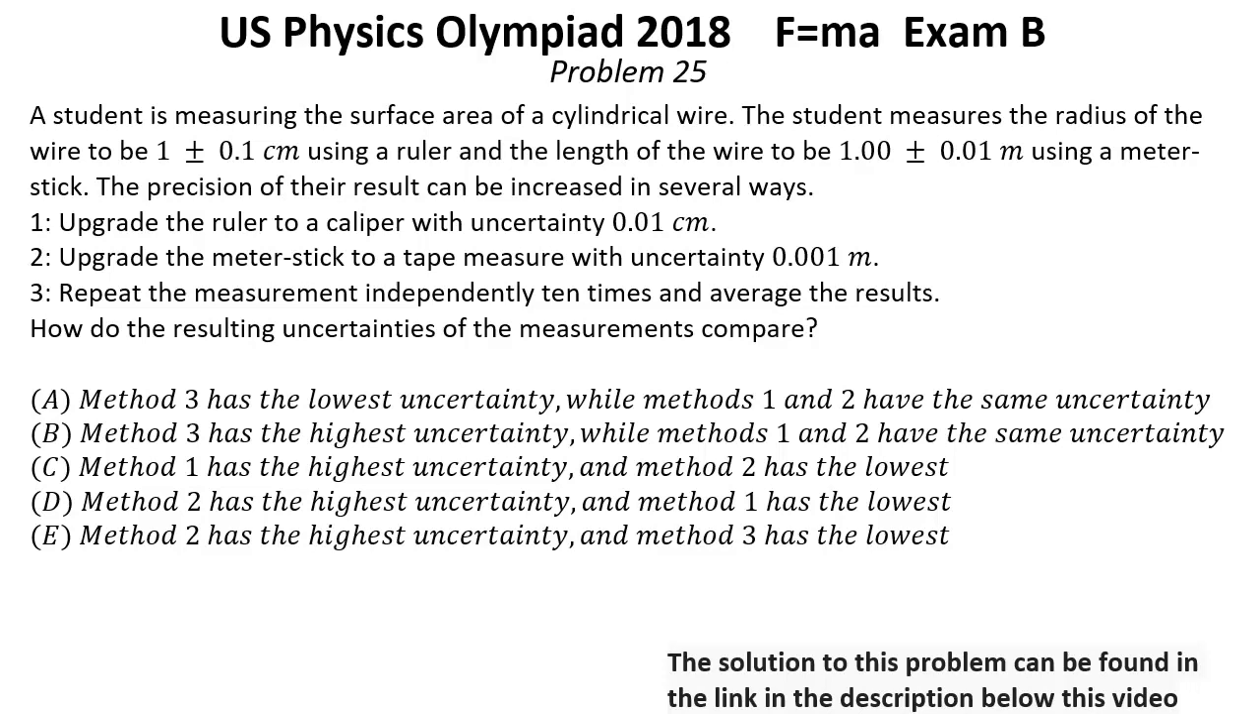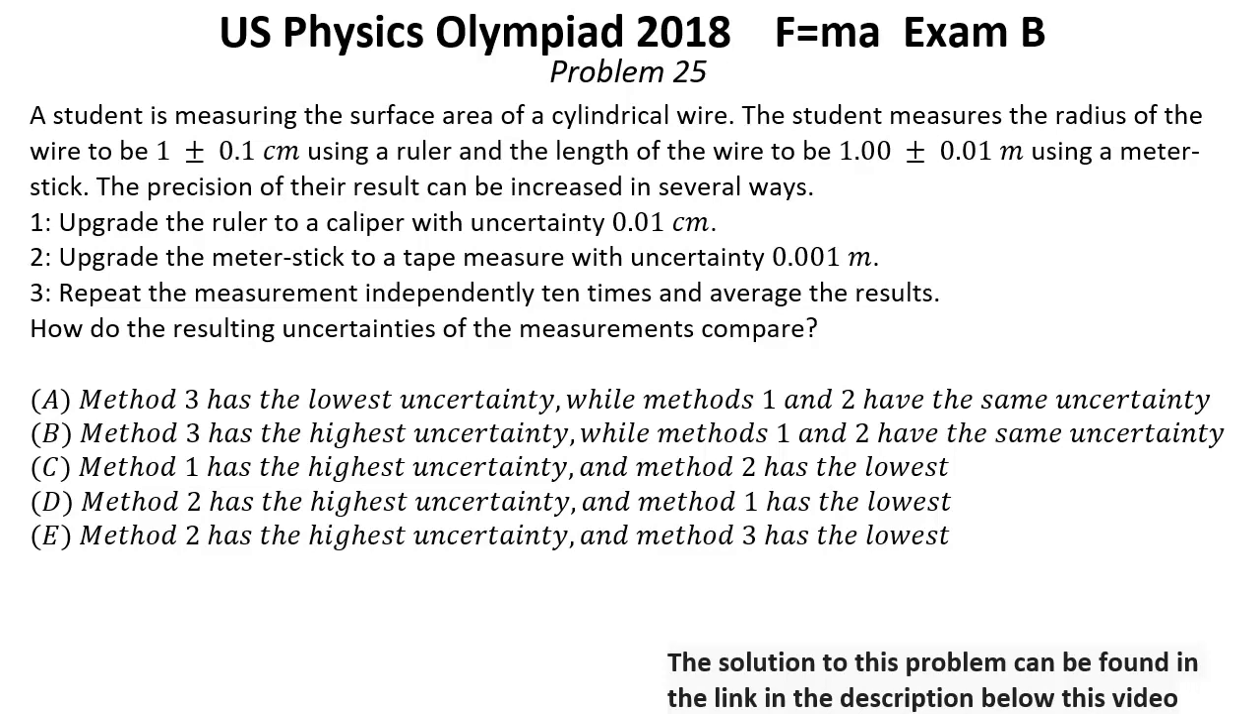The precision of their results can be increased in several ways. First one: upgrade the ruler to a caliper with uncertainty 0.01 centimeters. Second one: upgrade the meter stick to a tape measure with uncertainty 0.001 meters. Third one: repeat the measurement independently 10 times and average the results. How do the resulting uncertainties of the measurements compare?